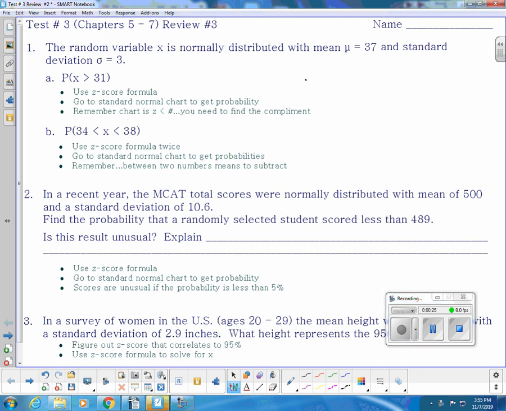So the z-score formula says z is, and we're just going to make it greater than, because it says greater than in the parentheses there. Z is greater than the x minus the mean divided by the standard deviation. So we want to know the probability of the z-score being greater than -2. We would go to our probability table and look up where -2 is.